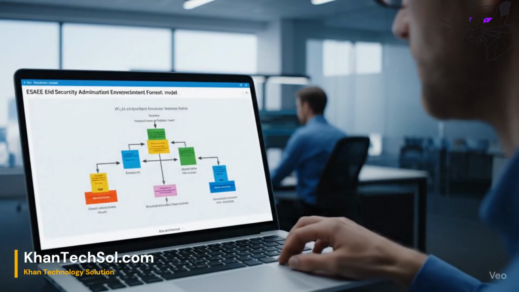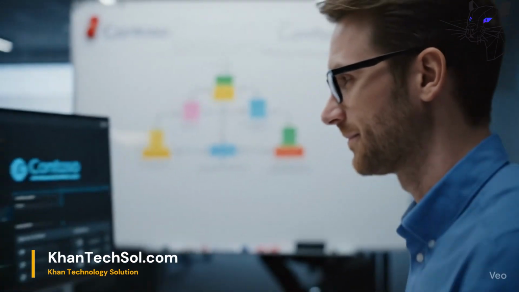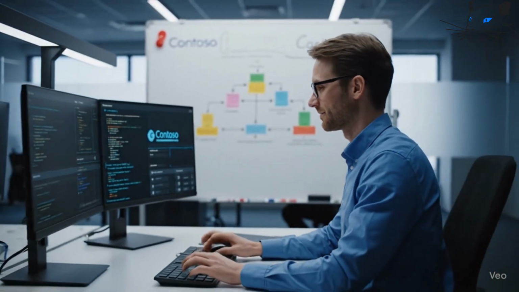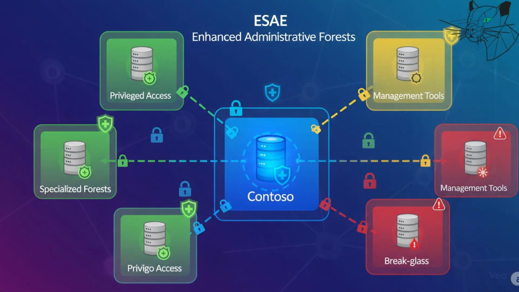Implement ESAE forests. As IT environments expand beyond the boundaries of internal networks, the role of identity as a security perimeter becomes increasingly important. One way to enhance its security capabilities is to implement the ESAE forest model, which is what Contoso is planning to do in the upcoming months.